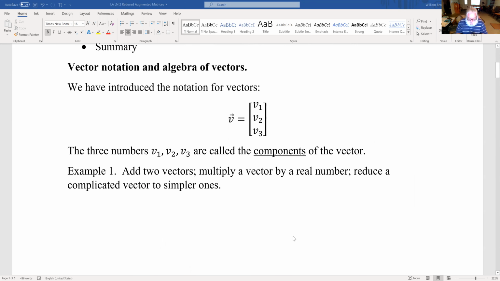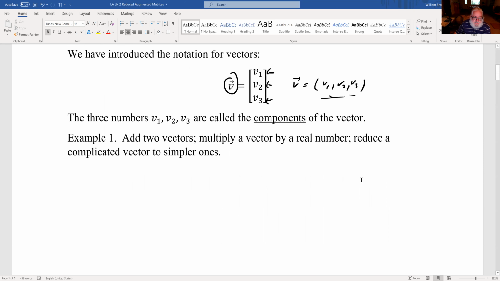So notation for vectors: v is v1, v2, v3. Often we'll put a little arrow over a vector or write it in boldface to indicate that it's a vector. The numbers v1, v2, v3 are the components. Vectors can also sometimes be written as a horizontal line. You have to be careful about whether this is a point or a vector sometimes.